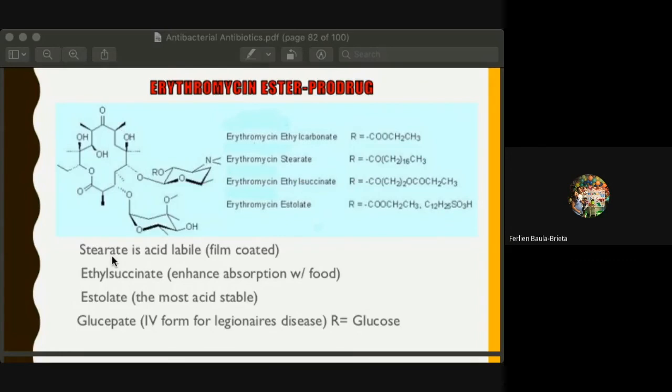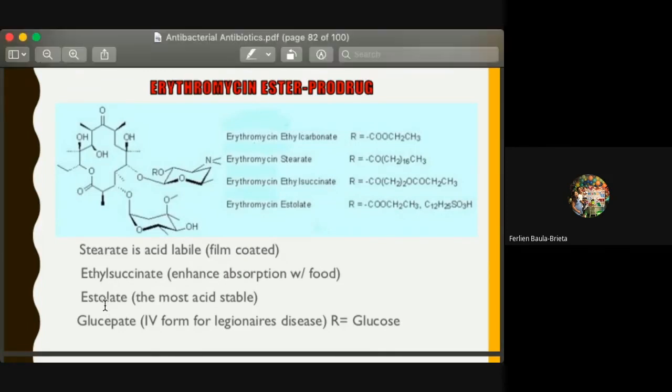So the stearate is a salt that is acid stable, so it can withstand our gastric juices. Ethyl succinate will also enhance absorption with food, so that we will not need to consider dosing right before eating or after eating. Estolate is the most acid stable, and we have the new one, gluceptate. This is an IV form for Legionnaire's disease.